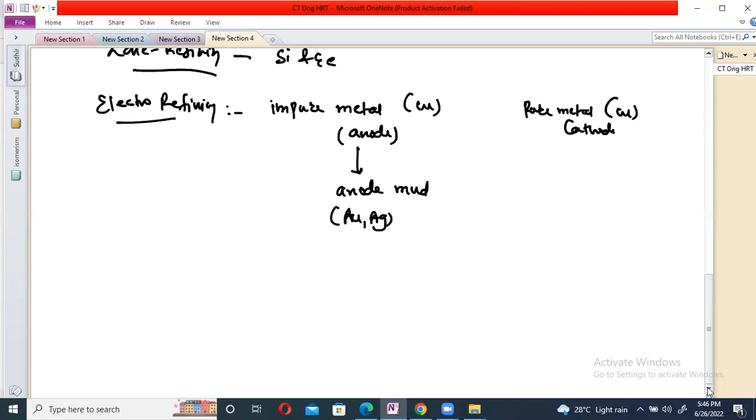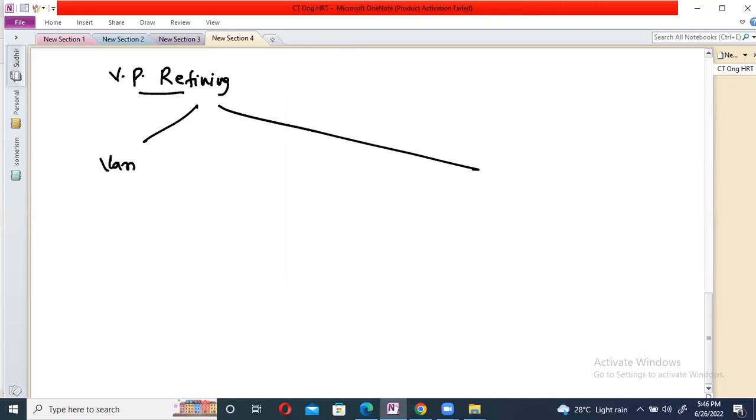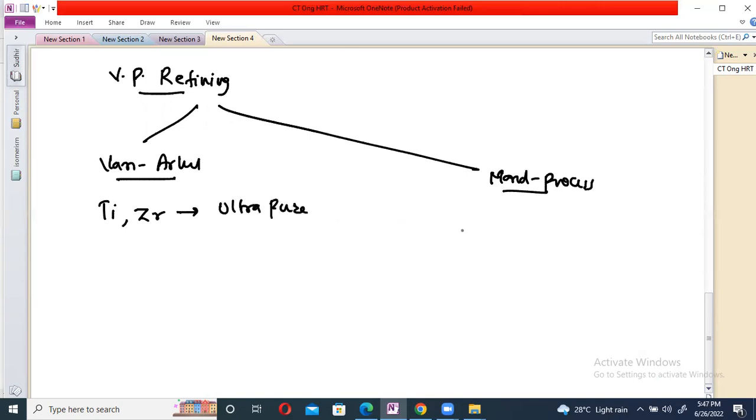But one more method is here called a vapor phase refining method. A vapor phase refining method is of two types. One is the Van Arkel method, and one more is the Mond process. In Van Arkel, titanium and zirconium can be purified, converted into an ultra pure metal. In the Mond process, impure nickel can be combined with CO, forming pure nickel, which can be purified by the Mond process, right?